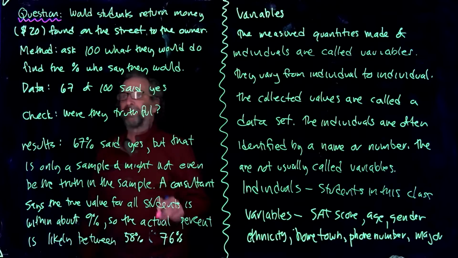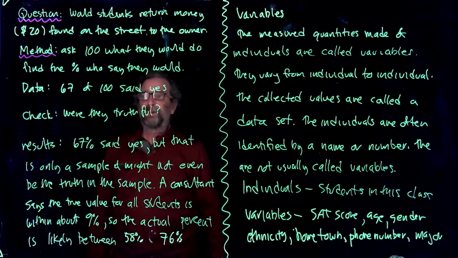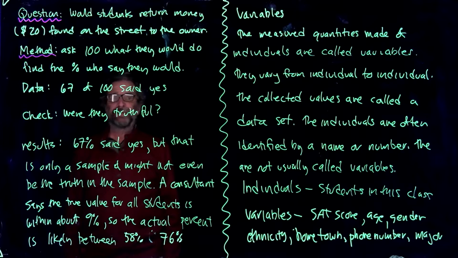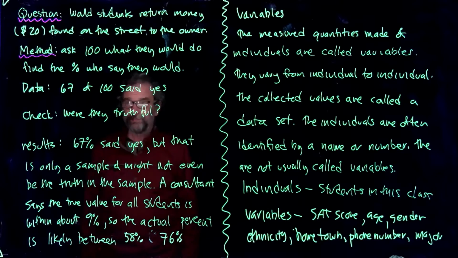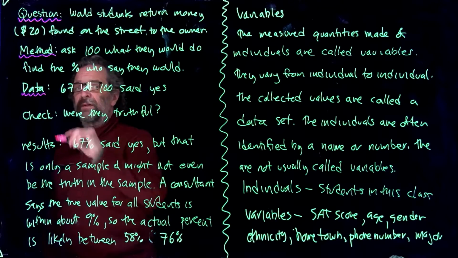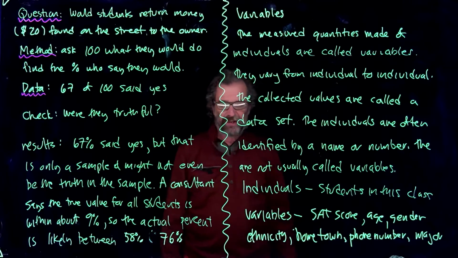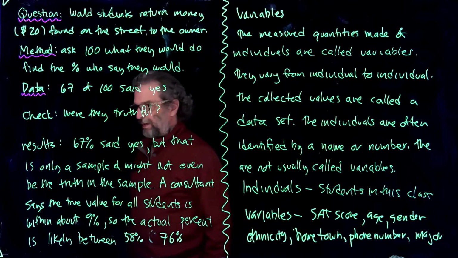What are you going to do? The method that the researcher is going to use is he's going to ask 100 students what they would do, and then find the percent who say they would return the money to the owner. So he did that, collected the data. So somehow he got 100 students to talk to. Maybe he stood outside of the student center. Maybe he sent them emails.